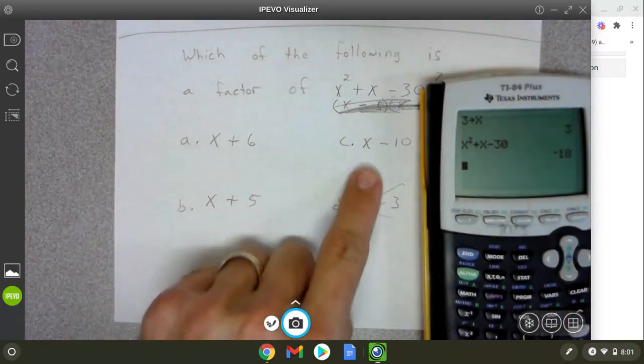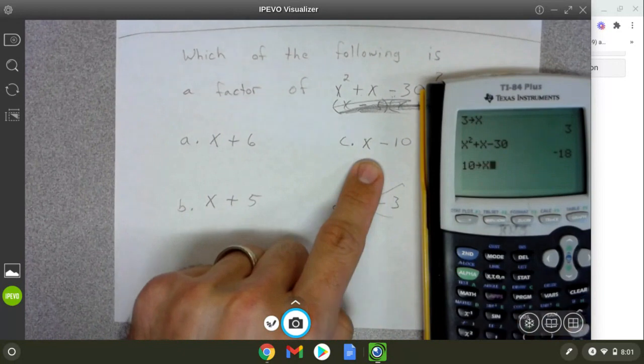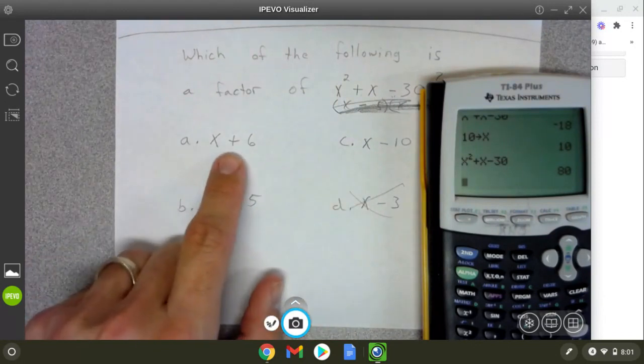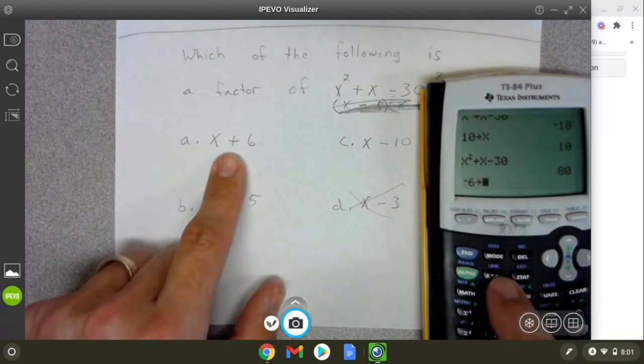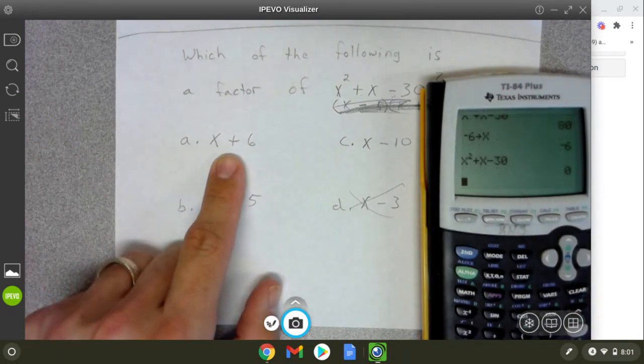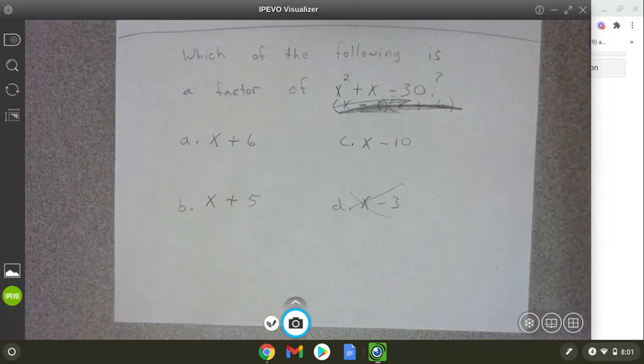You could try plugging in 10 for x. Just come back up here. Oh, and you don't get 0. Now here you would plug in negative 6, store to x. Go back up and evaluate that. And you get a remainder of 0. All right, that's another way that you can do this.